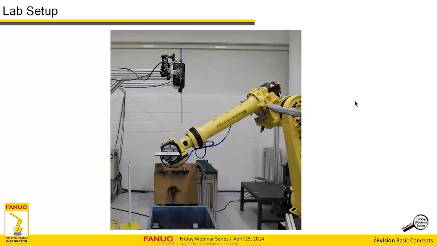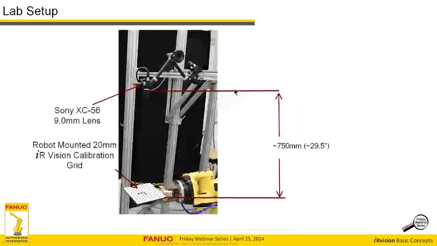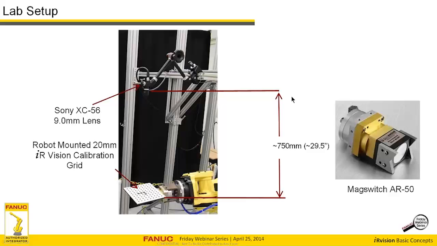Unlike the previous vision webinar, we don't have our LR Mate here. I made use of the latest R-2000iC in our lab to do all the demonstrations. Here's a setup. I basically just have our trusty friend, the Sony XC56, using a 9mm lens, and we're using a 20mm calibration grid. We're about 750mm away.